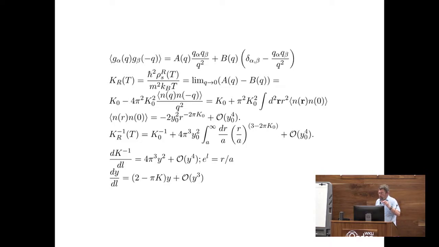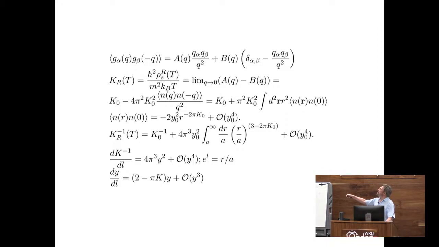Okay, that's all very well, but what on earth does this mean for the superfluid density? Well, one can show, with some slight difficulty, that this combination here, this is Planck's constant squared times the measured or renormalized superfluid density divided by the square of the helium mass times kT. This quantity you can call the stiffness, if you wish, of the system.